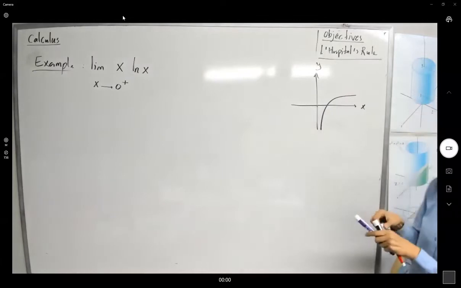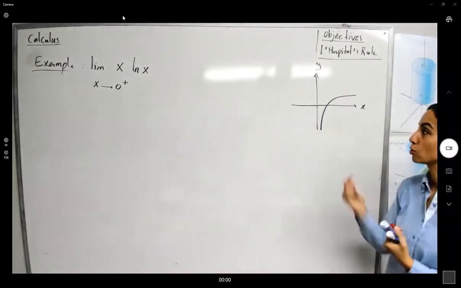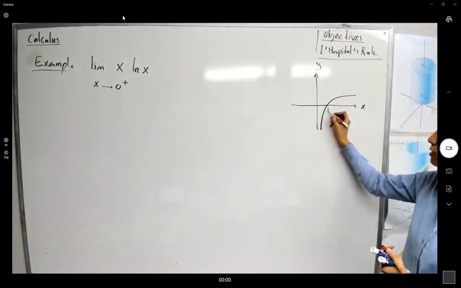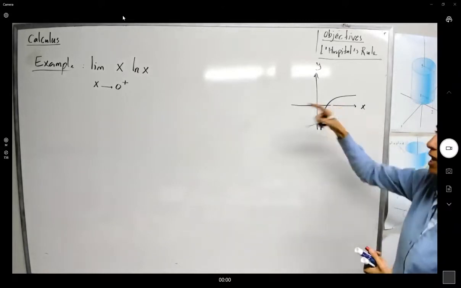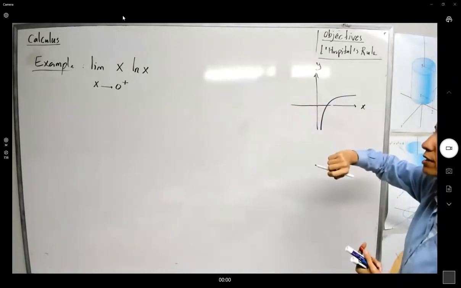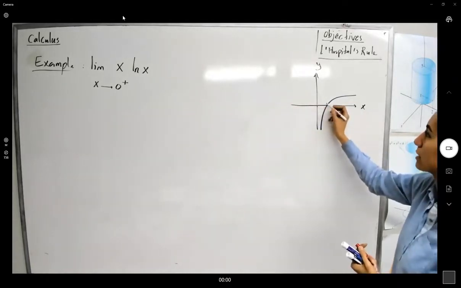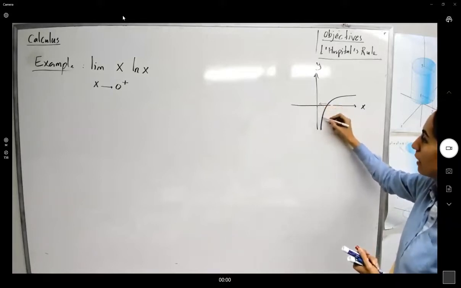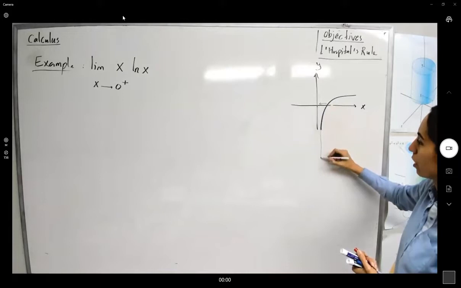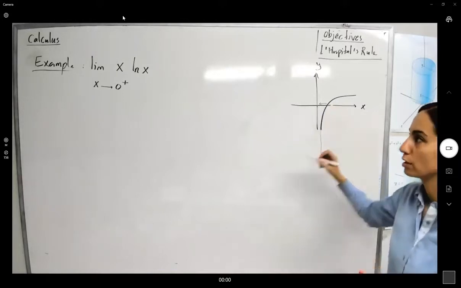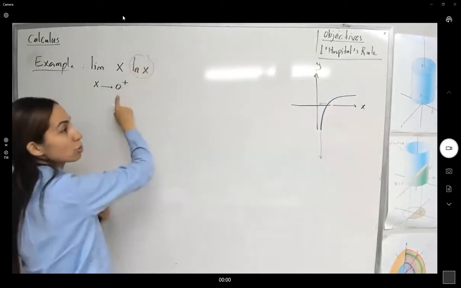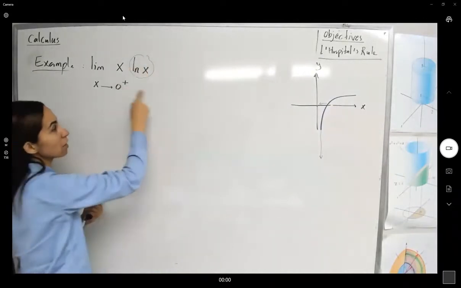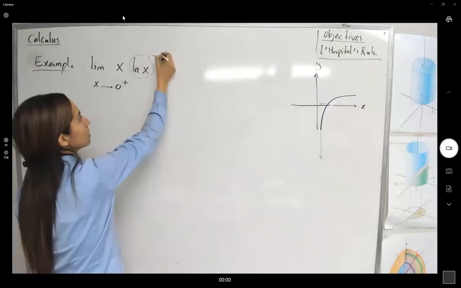As we go toward 0 from the right-hand side, where does my y value go? My y value starts going downward. So this guy, ln of x, as x approaches 0 from the right-hand side, goes to negative infinity.